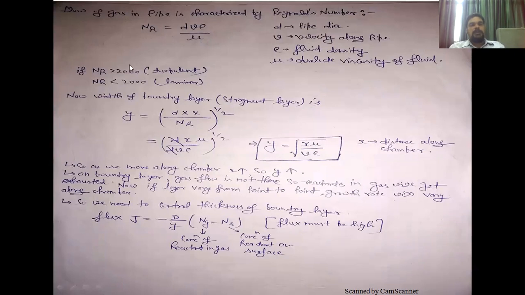If the Reynolds number is greater than 2000, that is a turbulent flow. That is not required in vapor phase epitaxy. What we require is laminar flow, and it happens when Reynolds number is less than 2000. In case of vapor phase epitaxy, Reynolds number is maintained at around 400 to 500. So strictly that is a laminar flow. Now, one more physical aspect we need to consider.